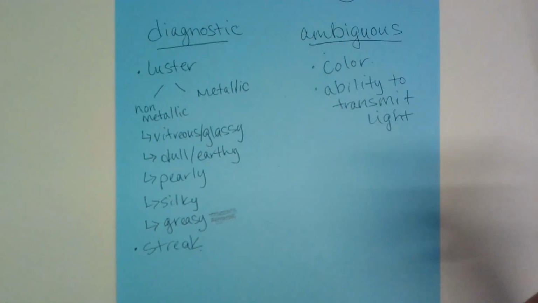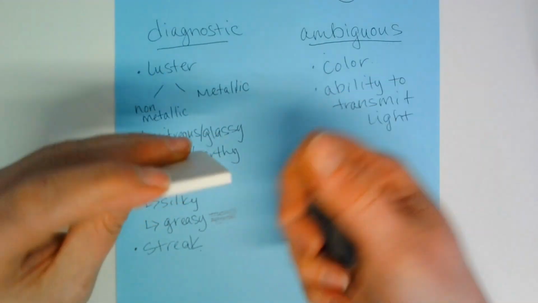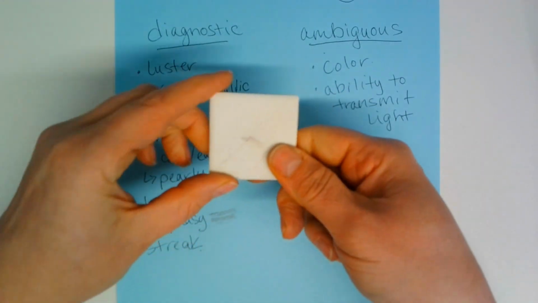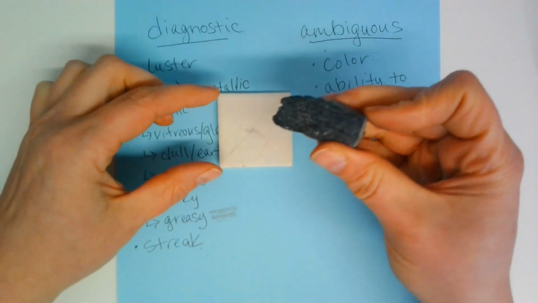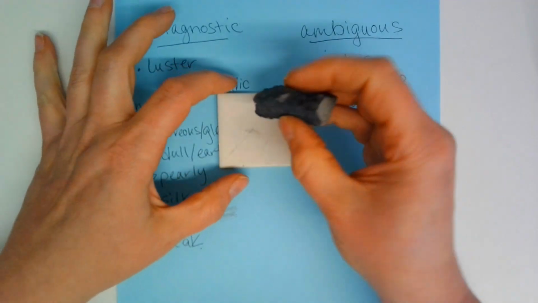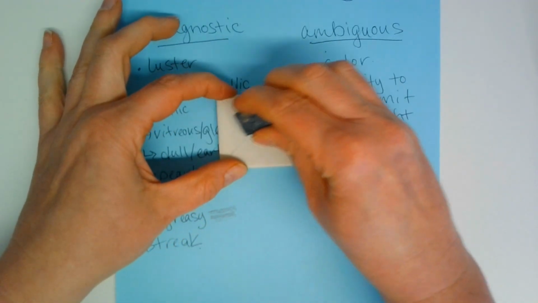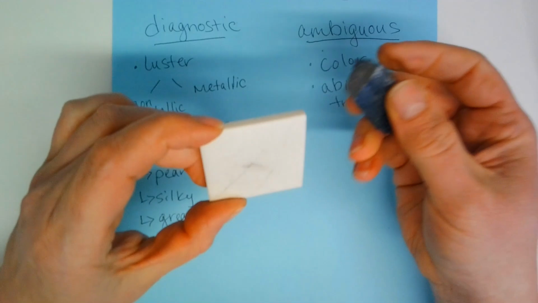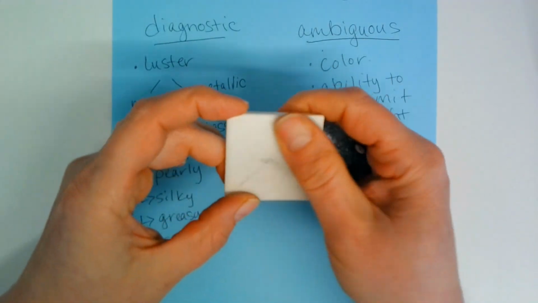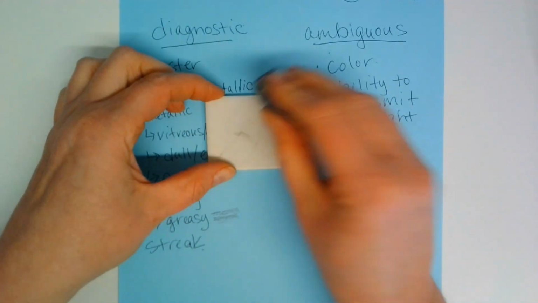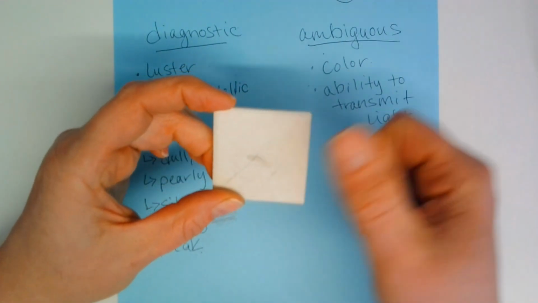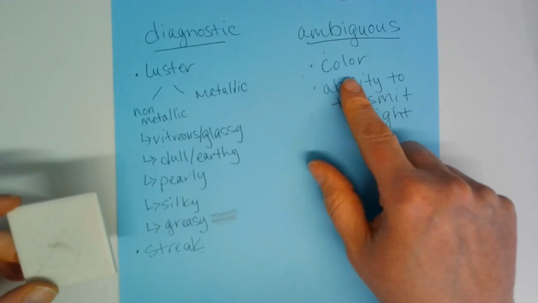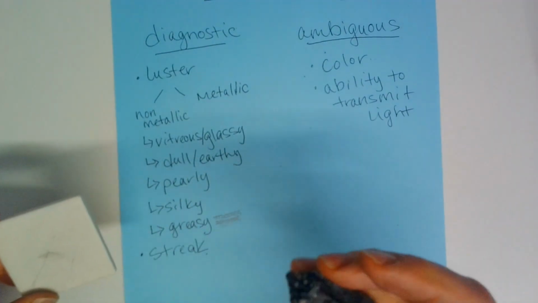Now, I'm going to specifically use hornblende as an example. So I've got the streak plate. It is mostly clean. And then I've got this mineral that looks black. Hornblende looks black. When I use this on the streak plate, you can't really tell on camera, but it's a very, very light gray color. So that's an example of why color is ambiguous, but streak is actually defining.